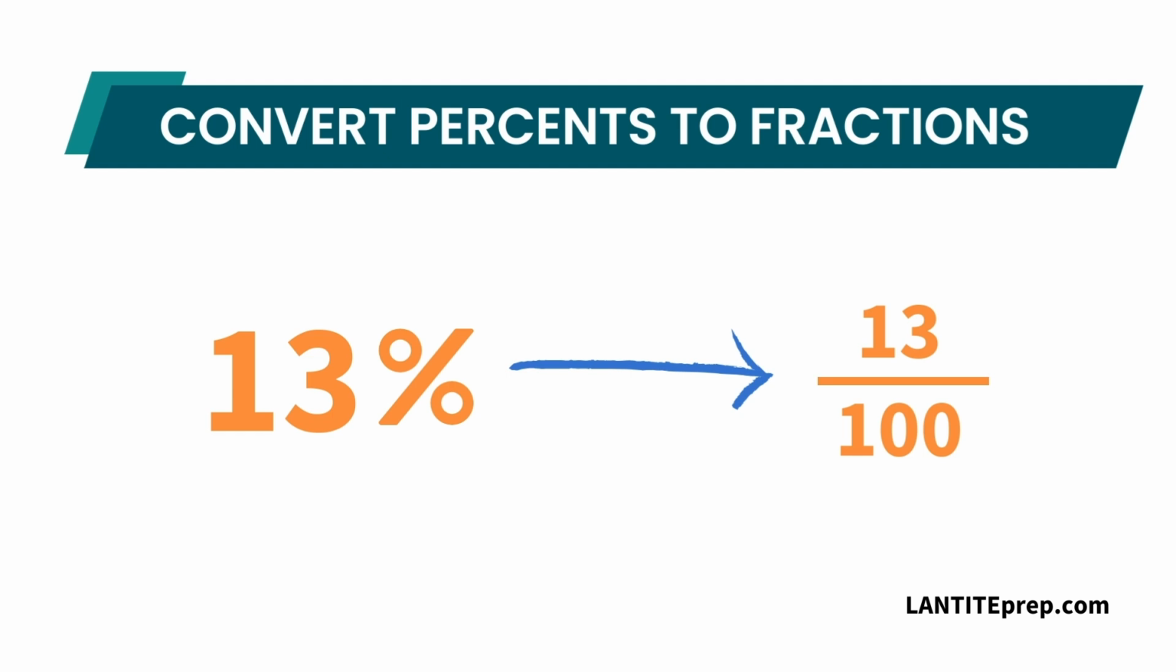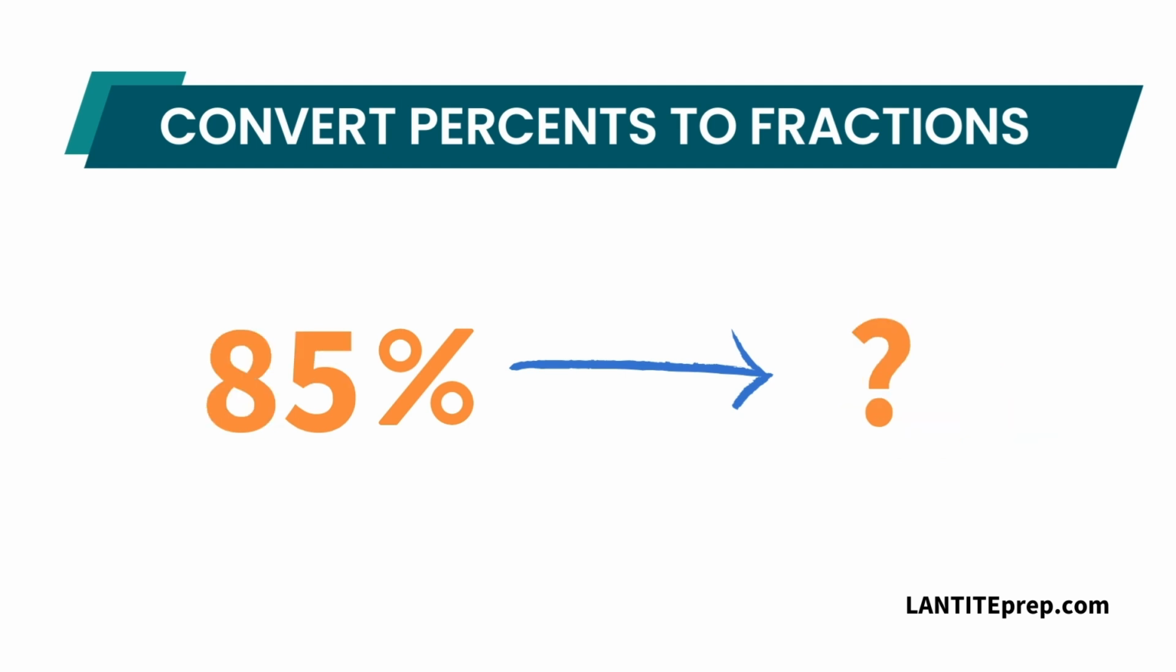More often than not, your exam administrators will ask you to simplify or reduce the fraction to simplest form, so make sure to double check what the question is asking for. In this case, 13 over 100 is already reduced to the simplest form. However, if you are tasked with converting 85% into a fraction and reducing it to the simplest form, can you do that? Take a moment to convert 85% into a fraction in the simplest form.